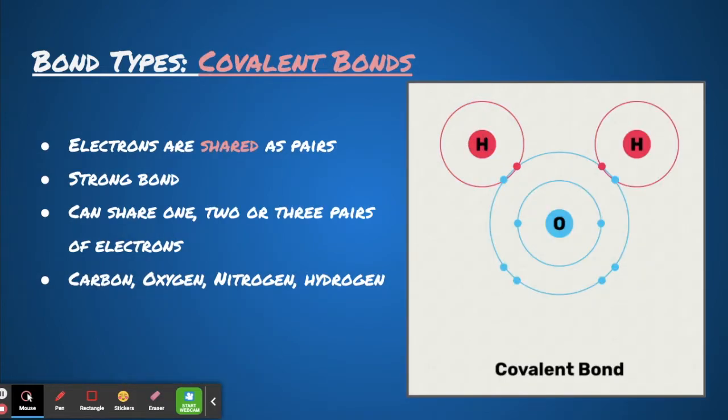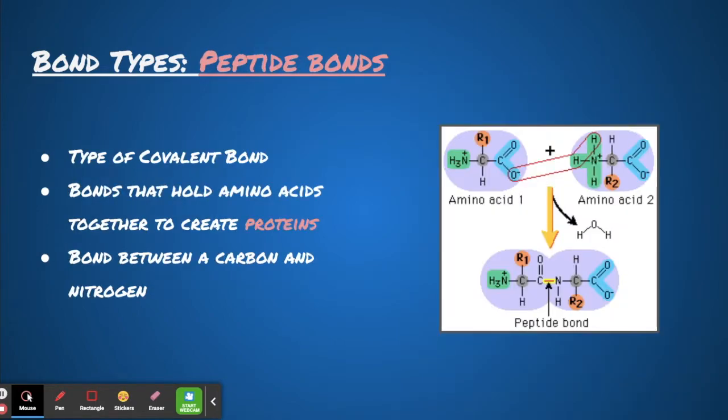Then we have covalent bonds. Covalent bonds is when electrons are shared as pairs between different elements, and this forms a really strong bond. They can share up to 1, 2, or 3 pairs of electrons, so it's a single, double, or triple bond. A lot of times carbon, oxygen, nitrogen, and hydrogen are very common to do this. The example in the image is a water molecule. So water is H2O, and so there's 2 hydrogens and 1 oxygen.